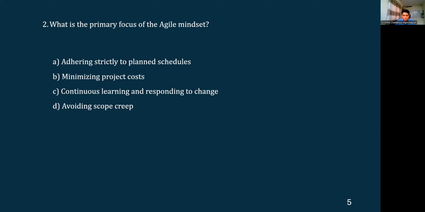avoiding scope creep. Yes, Agile manages the scope through prioritization and iteration. Changes to scope are not seen as inherently bad, but as opportunities to align the product with evolving needs. However, our primary focus when it comes to the question is always continuous learning and responding to change. So that's our right answer.